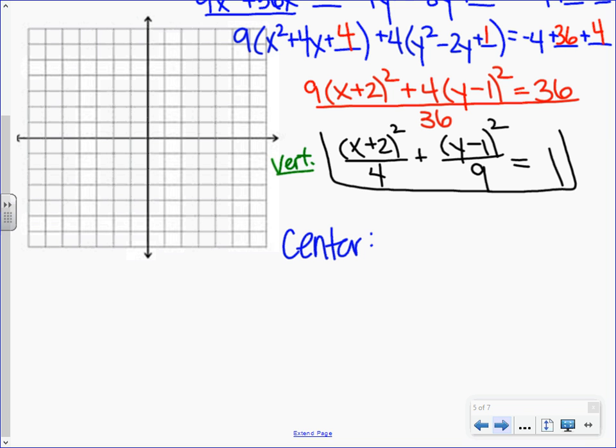Michael, where's our center? -2, 1. We have a center of -2, 1. Great. Okay, now Tanner pointed out that 9 was the bigger denominator, which means that's the a squared. If 9 is a squared, what is a? 3. So what we're going to do, we have a vertical ellipse. We're going to move vertically 3 both directions from the center.